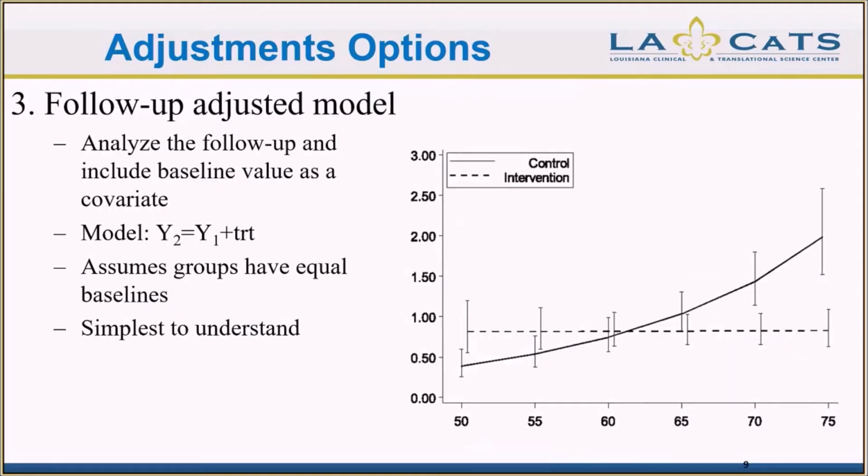The third type of model we're going to go over today is called a follow-up adjusted model. Like previous, we're not going to use that baseline model as part of the response. But instead of subtracting it off like we did with model 2, in this model, we're going to use it as a covariate. So we can think of the model as the follow-up value equals treatment plus the baseline value. So we're adjusting for it. These models generally assume the baselines are equal, but accounts for differences across baseline.